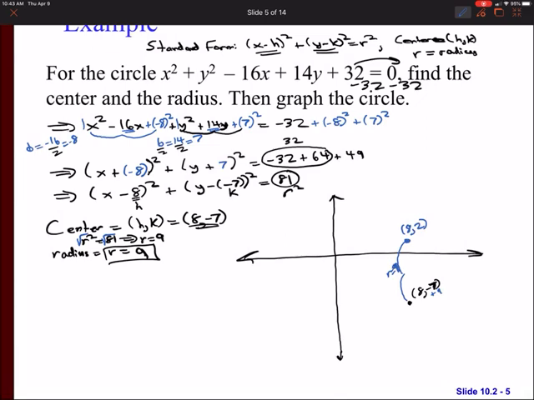And then we could go right 9 units. What happens if we add 9? 8 plus 9 is 17, and so we would have the point 17, negative 7. So as we go to the right 9 units, we'd be over here somewhere at 17. I'm going to plot that point. 17, negative 7. So again, there's the radius.